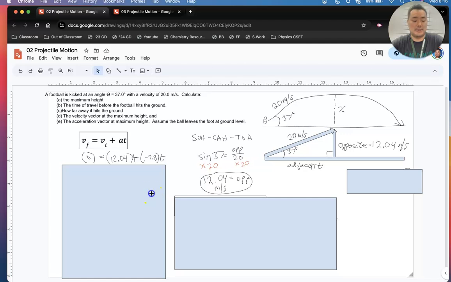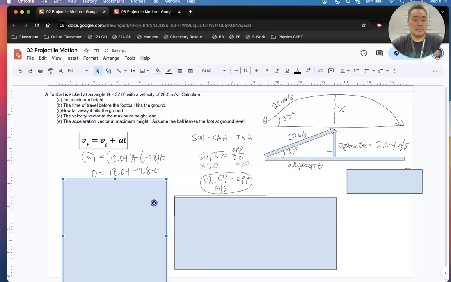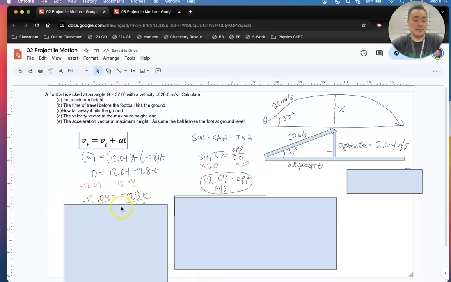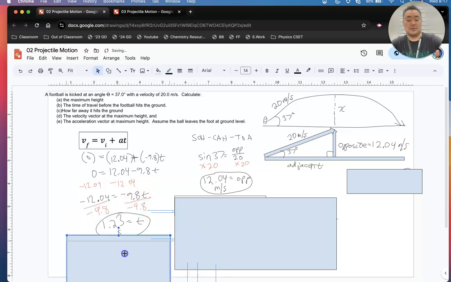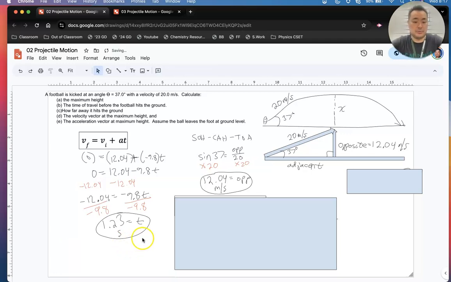maximum height. So 0 equals 12.04 minus 9.8 t, and we subtract 12.04 from both sides, and then we divide both sides by negative 9.8 to cancel out the multiplication that's happening. And our final answer for time is 1.23.